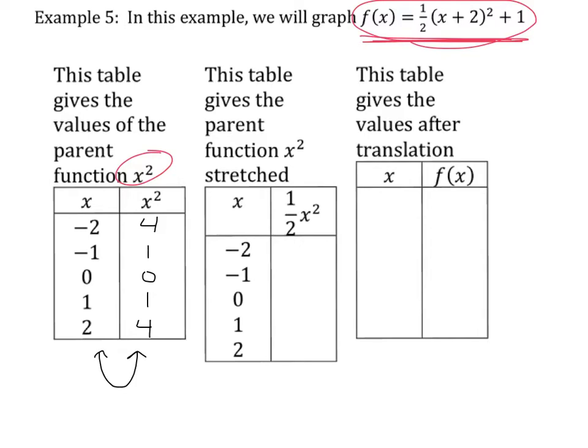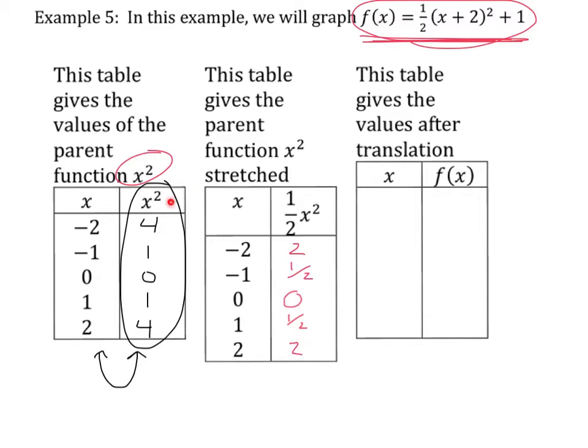In the next table, we're going to take all of these outputs and we're going to stretch or compress them, right? In this case, because it's a 1/2, we're actually going to compress those things, right? So I'm going to take each of these outputs and multiply by 1/2, right? So 1/2 of 4 will be 2, 1/2 of 1 will be 1/2, 1/2 of this 0 value here will be 0. Again, 1/2 of 1 will be 1/2. And finally, 1/2 of 4 will give me 2.